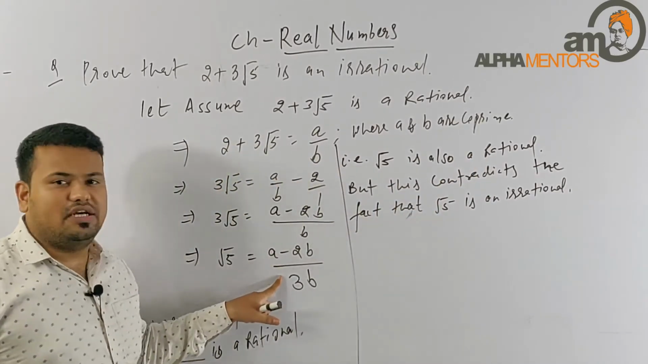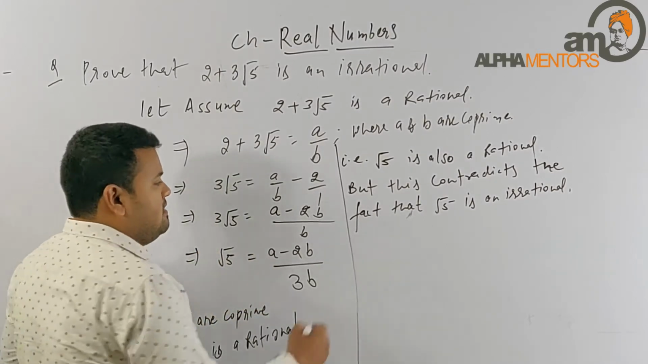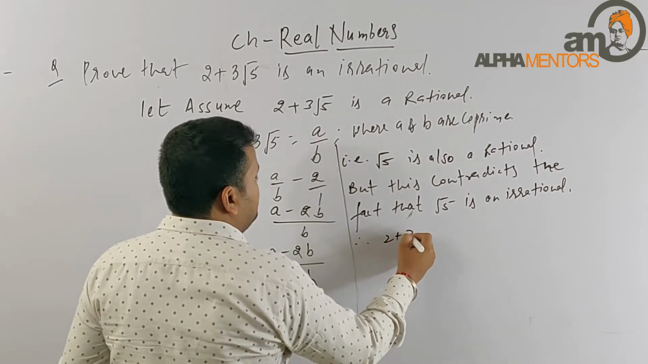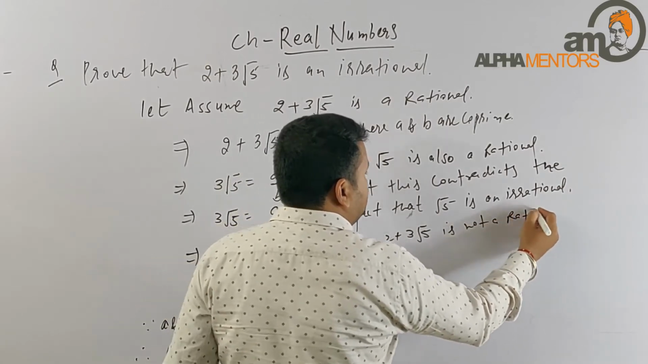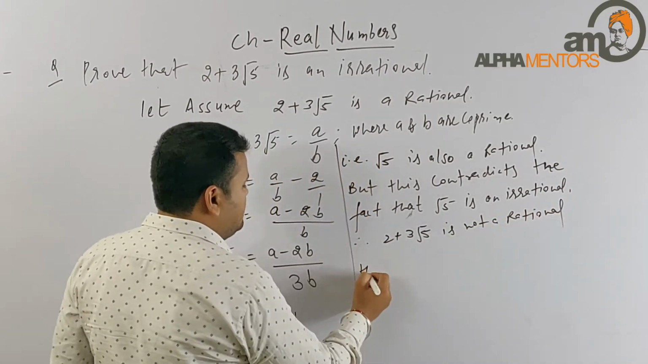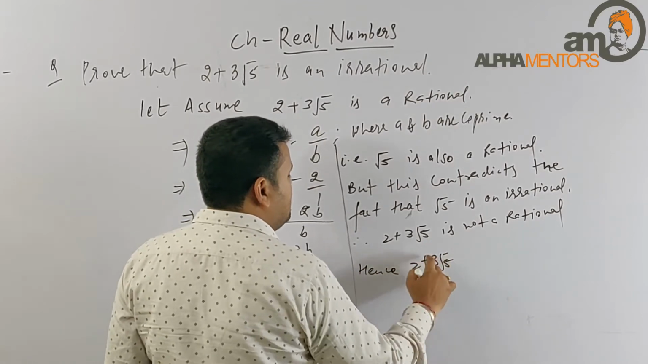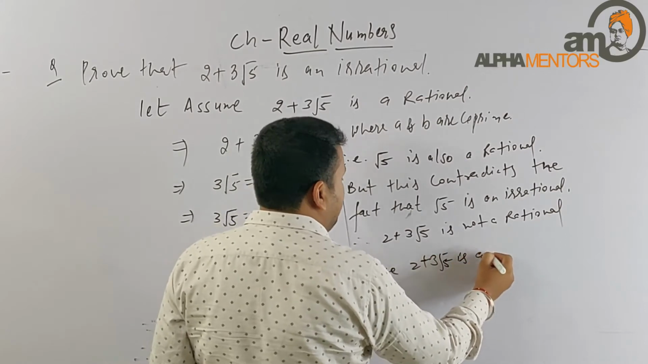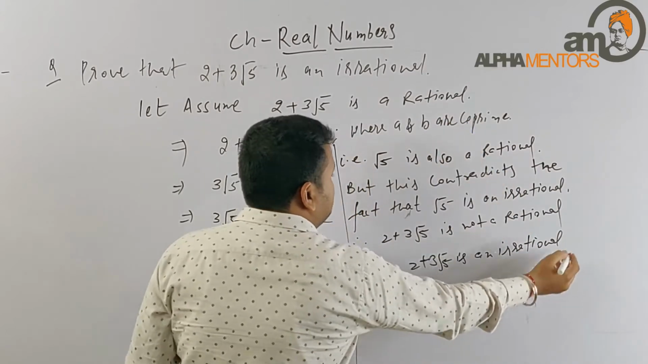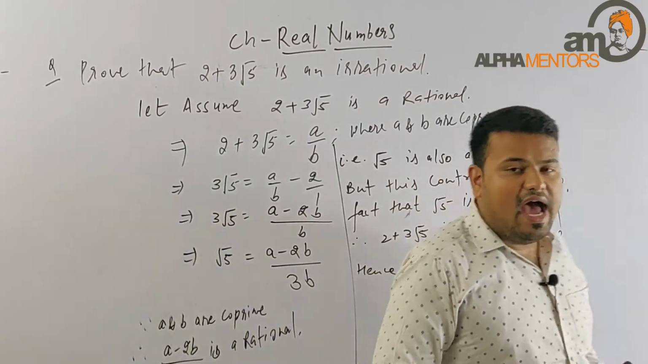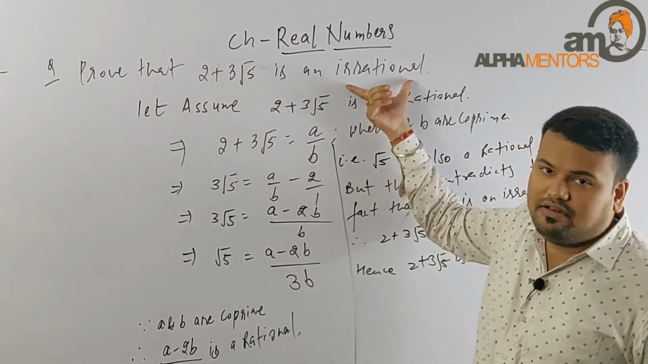तो ये expression rational, ये expression irrational, so it cannot be possible. Therefore 2 plus 3 root 5 is not a rational. And if this one is not a rational, hence 2 plus 3 root 5 is an irrational. Okay students, so this is the procedure to prove any combination of a rational and irrationals overall an irrational.